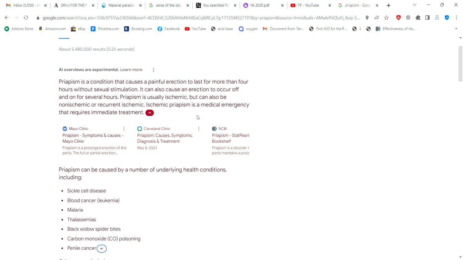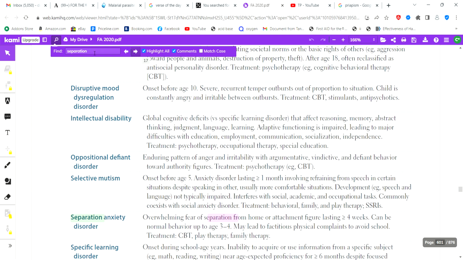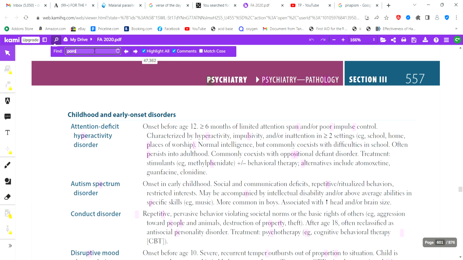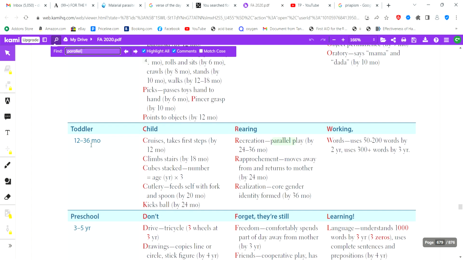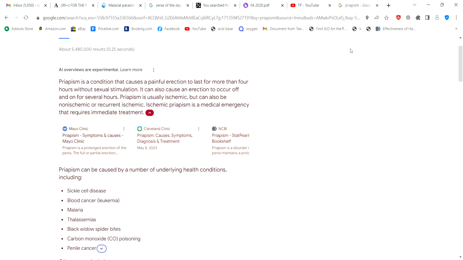Okay. 136. A 3-year-old should be able to parallel play, but not cooperative play. What's parallel play? Okay, this is parallel play. So a 3-year-old, which is 36 months old, should be able to parallel play by 24 to 36 months.